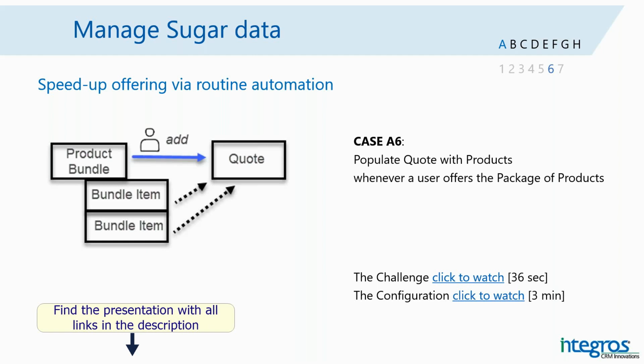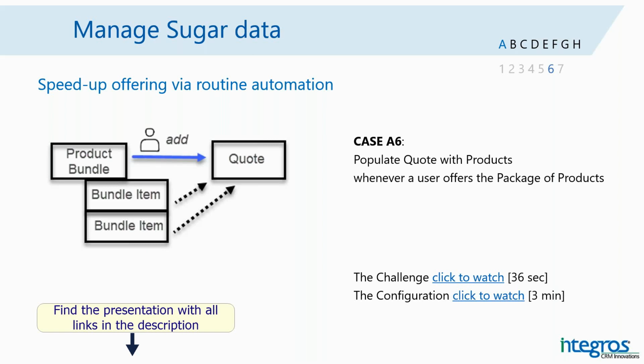And how exactly these items will be represented in the quote can be configured. I mean prices or some special discounts. So that is why we considered the second example. And by the two links, you can watch the challenge and how it works in the system.